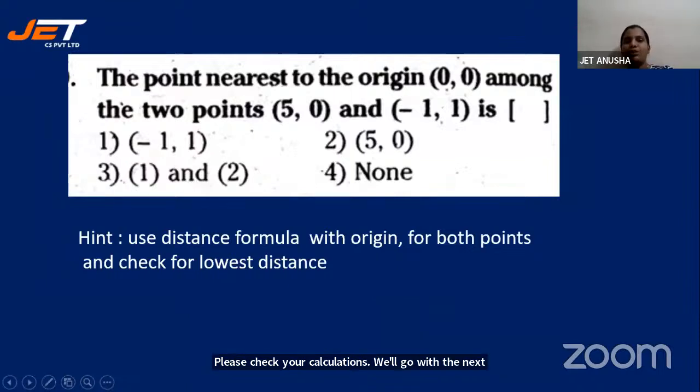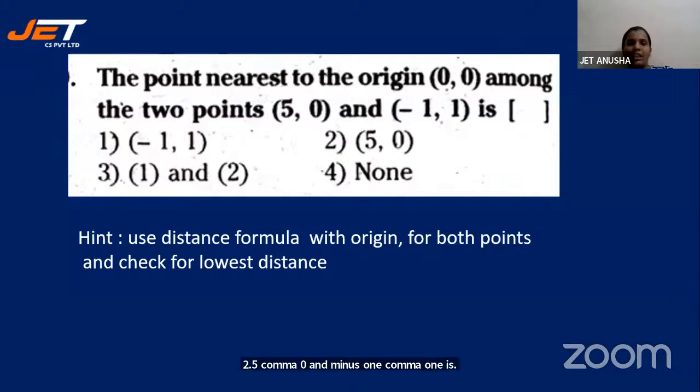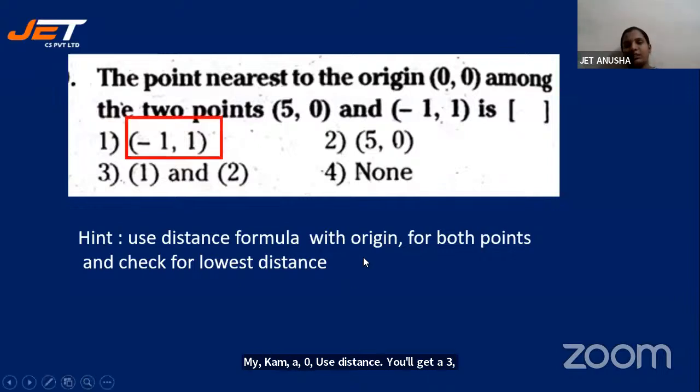The point nearest to origin 0, 0 among the 2 points 5, 0 and minus 1, 1 is minus 1, 1, 5, 0, both 1 and 2, none. Use distance formula with origin. Yogita 3, Akhil 1, Ashwin 3, Taruni 3. So let's see what is the correct answer. 1. Monica gave me the correct answer and few more gave me correct answers. Very good. We'll go with the next question.